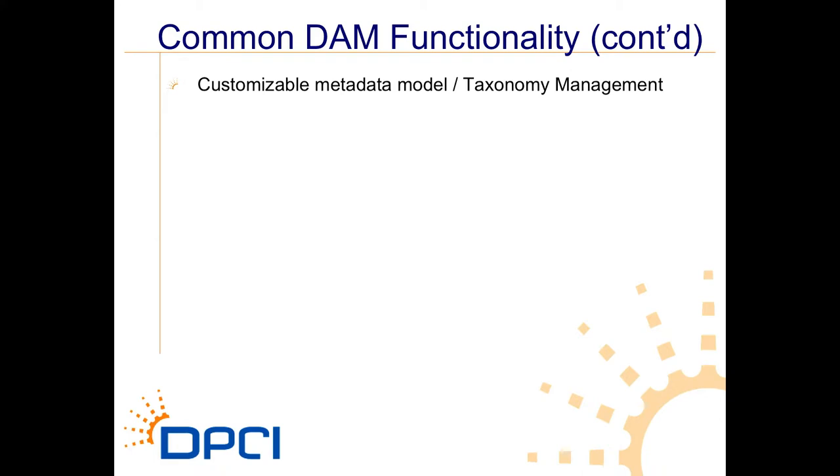Some more functionality: customizable metadata model. When we talk about a metadata model, it's really taxonomy management. If you have a large corporation that has different ontologies or different properties, the best case is like Hearst, where they have a women's magazine, they have automotive titles, they have boating. It's a whole variety, so the controlled vocabularies around that content are completely different. It's not one-size-fits-all. You don't want to have to install different DAMs for each one of those publications.